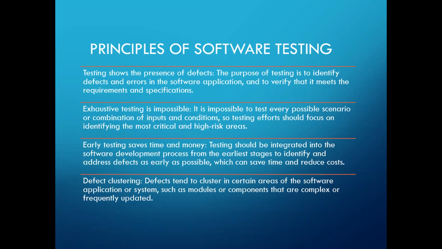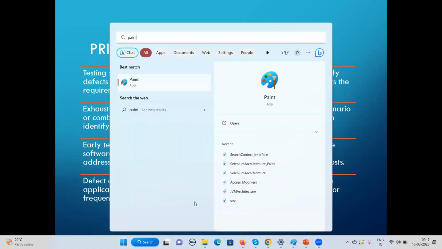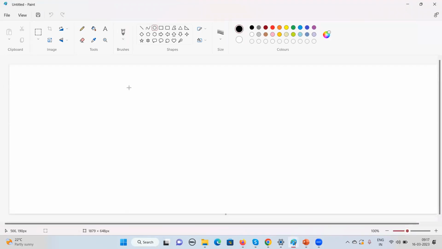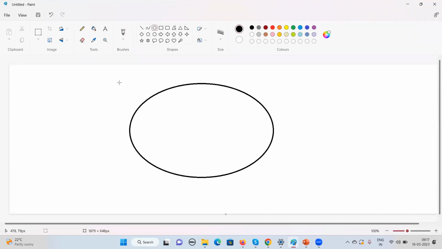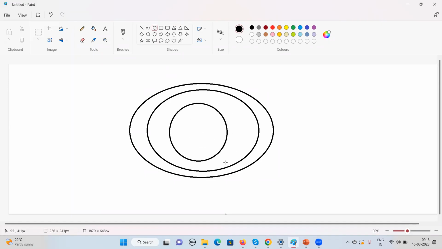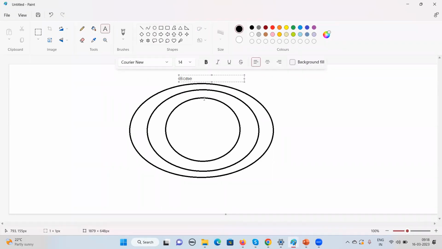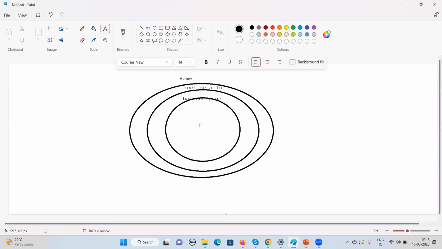So here it says, if you have hundreds of modules, let me take an example. It's kind of like clusters. Here we have a big module, and inside that we have another module. Module in the sense, I'm talking about pages, submenus or pages. So let us take this as the home page. Inside that, this is the account details page, and this is the balance page.